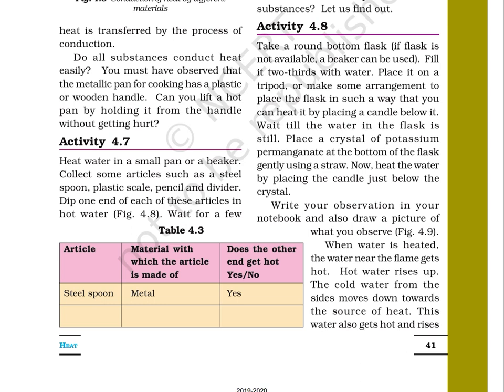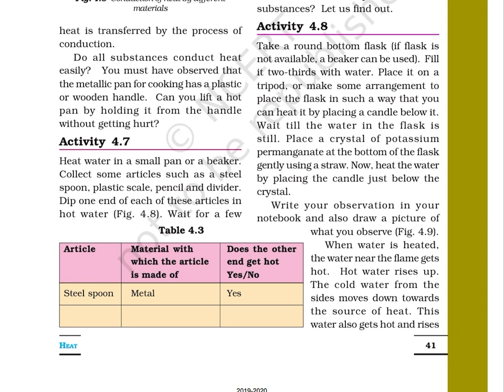Place a crystal of potassium permanganate at the bottom of the flask gently using a straw. Now heat the water by placing the candle just below the crystal. Write your observation in your notebook and also draw a picture of what you observe. For help, you can observe figure 4.9.